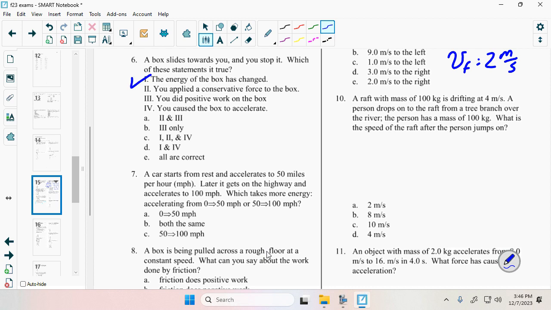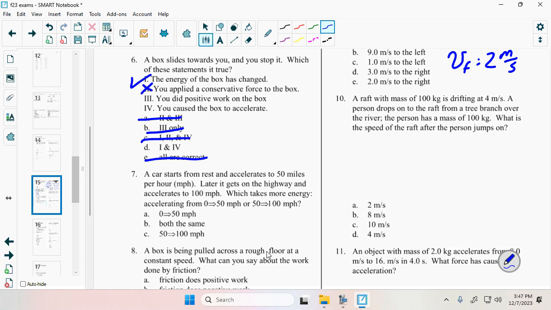You applied a conservative force. Remember, conservative forces are those forces that don't have any contact. Since you were touching the box, no, not a conservative force. So let's see. 1 is a true statement, so that's right. And it can't be this one, and it's not 2, so it has to be D.